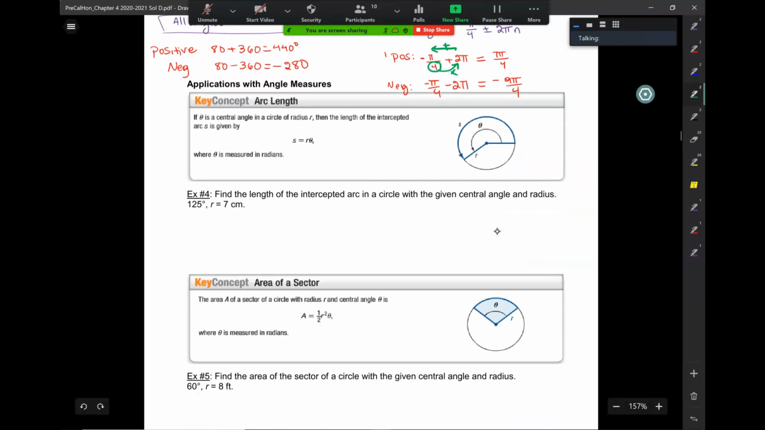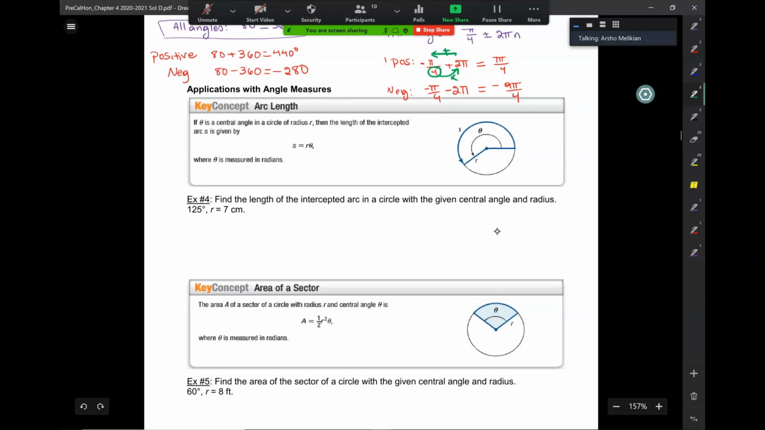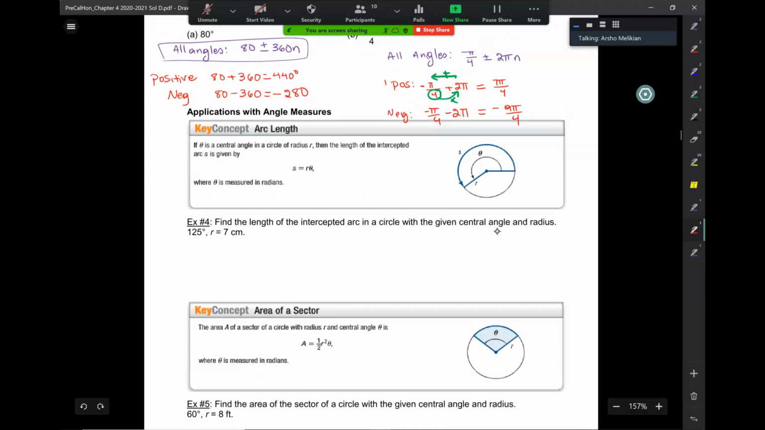Obviously, you guys are sophisticated math students at this point. Listen, if you have your favorite way of doing things, it's cool. All right, so let's talk about arc length. Have you guys seen this before? You may have seen it, but not in this terminology. Do you remember seeing this before, possibly in geometry?